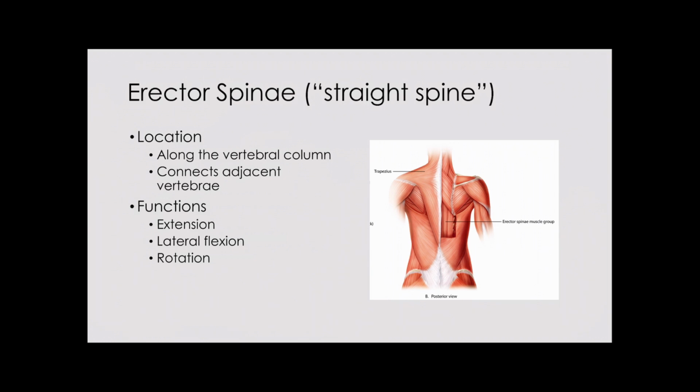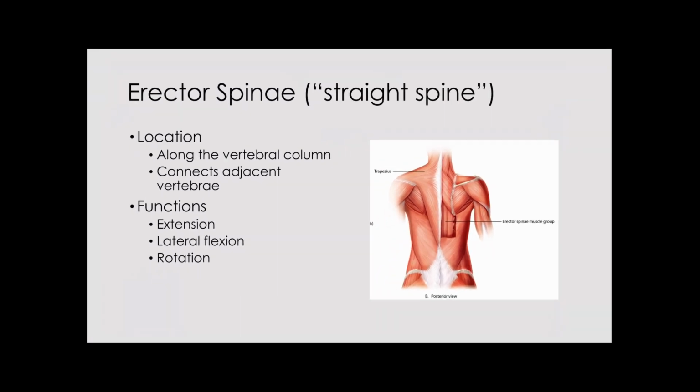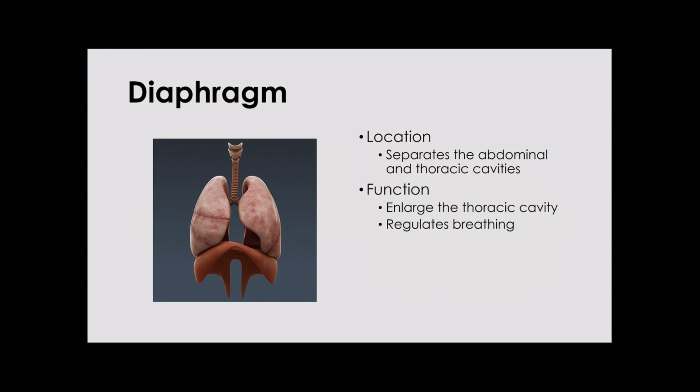Then you have your erector spinae, which means the straight spine. It's called that because it literally covers and moves along the entire vertebral column. This connects the vertebrae that are next to each other with each other. It helps with extension, lateral flexion, and rotation of your back. You can see that the erector spinae muscle group is underneath the top layer of your muscles, and it goes all the way down your vertebral column.